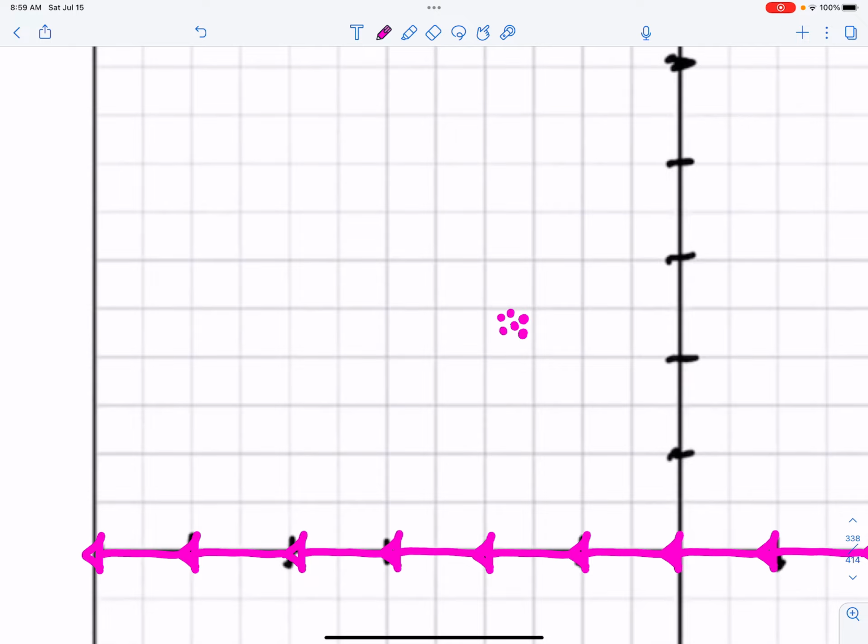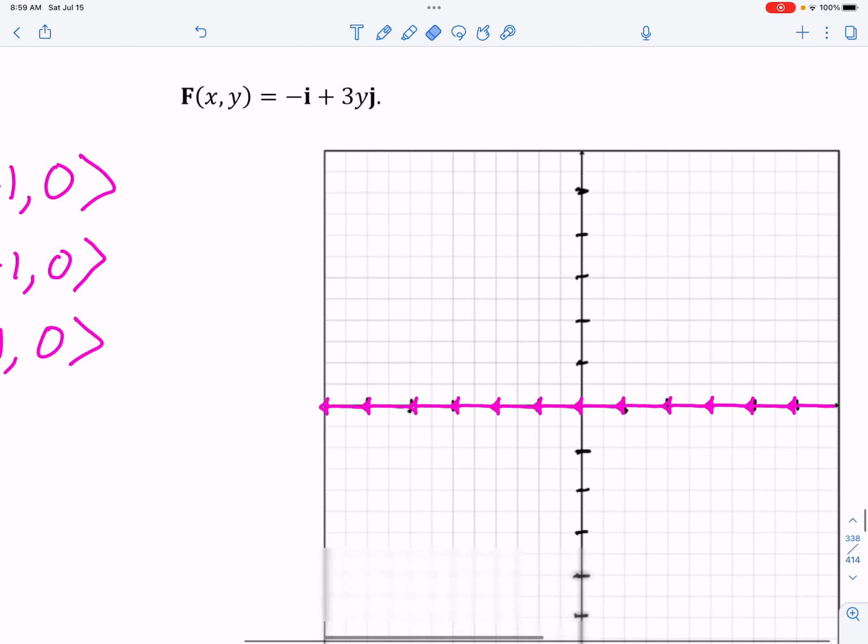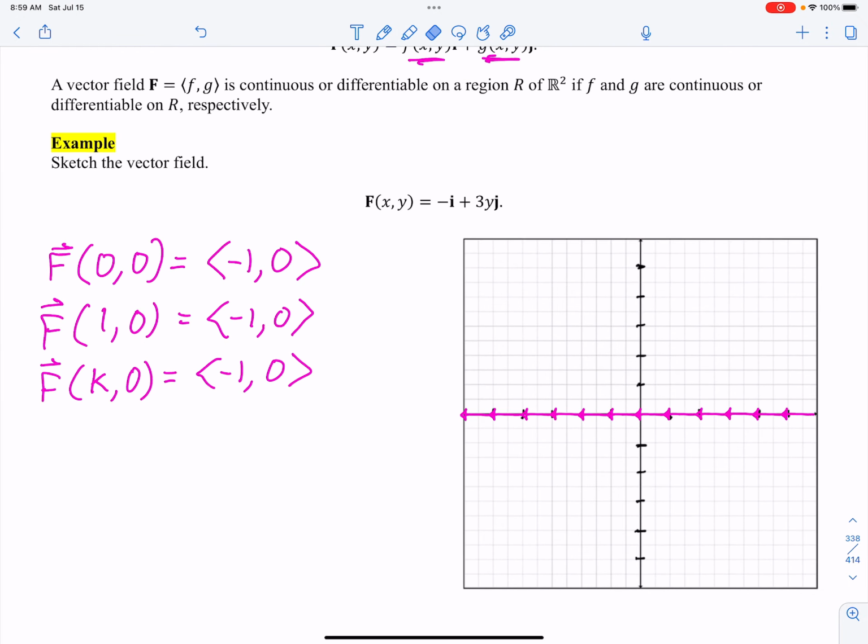So there's a vector everywhere in this field. But we're only going to look at a few to get an idea of what the field looks like, or feels like, rather. All right, so I think I'm going to continue in this pattern.